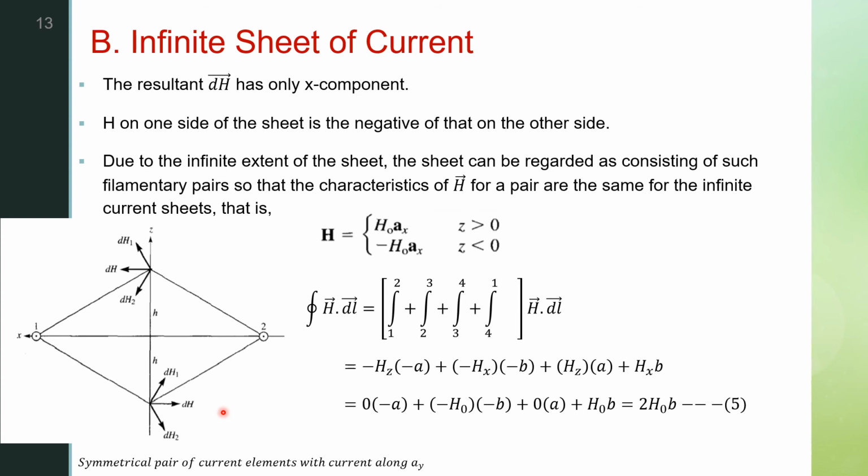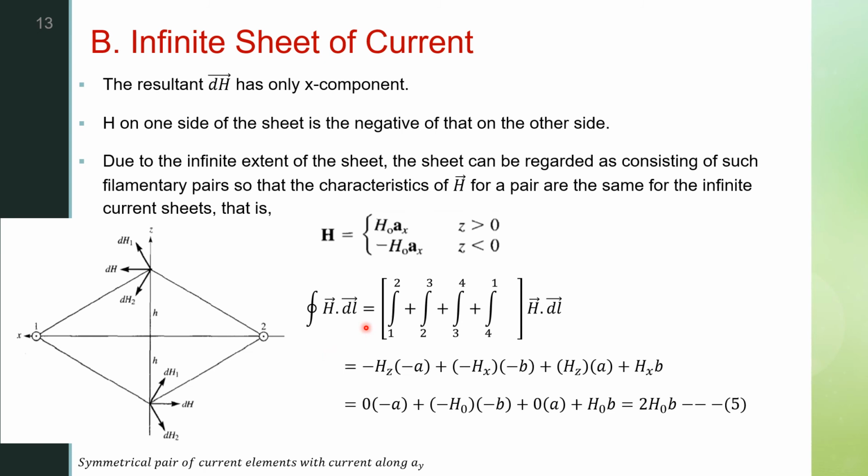Now let's apply Ampere's circuital law. We know closed integral H dot dl must be equal to current enclosed. And now let's evaluate the closed integral H dot dl. That is the point where we stopped. So let's evaluate this integral.